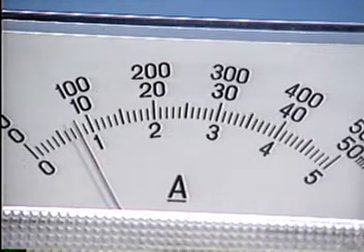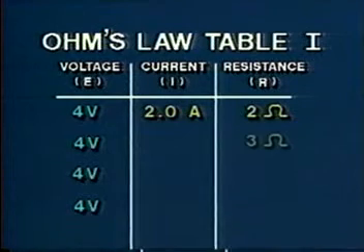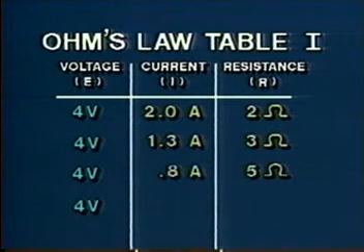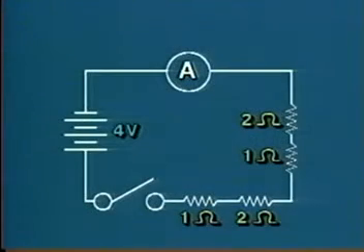Record the value. It should be pretty clear that as you've increased the amount of resistance in the circuit, you've decreased the amount of current flow. Let's add 1 more resistor. Checking the schematic, you can see that another 1 ohm resistor will be added, giving this circuit a total resistance of 6 ohms.